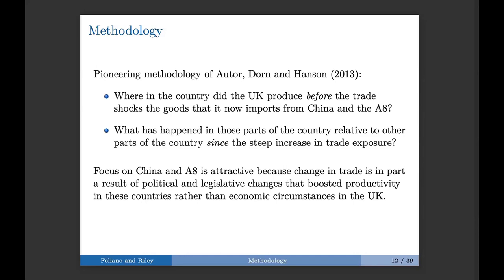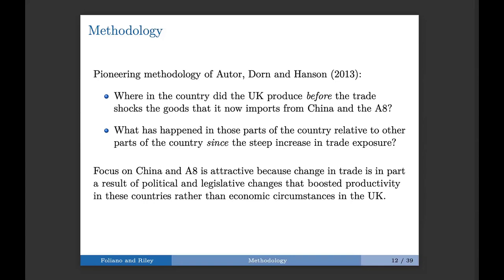So, methodology. We use, as I said, the methodology pioneered by Autor, Dorn, and Hanson. And basically this methodology is based on two questions. They asked, where in the country did the UK produce, before the trade shocks, the goods that are now imported from China and the A8? And what has happened in those parts of the country relative to other parts of the country since the steep increase in trade exposure? So it is interesting to focus on China and the A8, as I said before, because the increase in imports from these countries was mostly driven by a supply shock, the fact that these countries were having political changes that made them more productive.